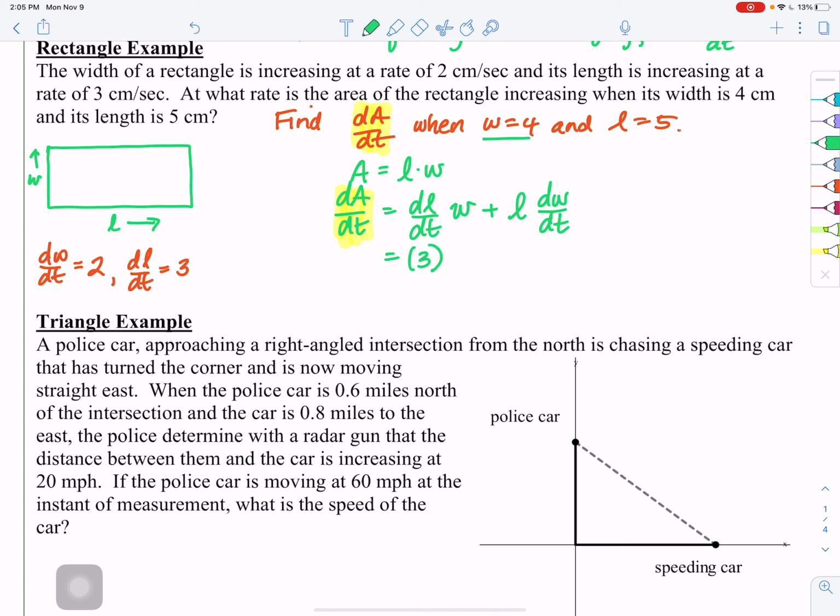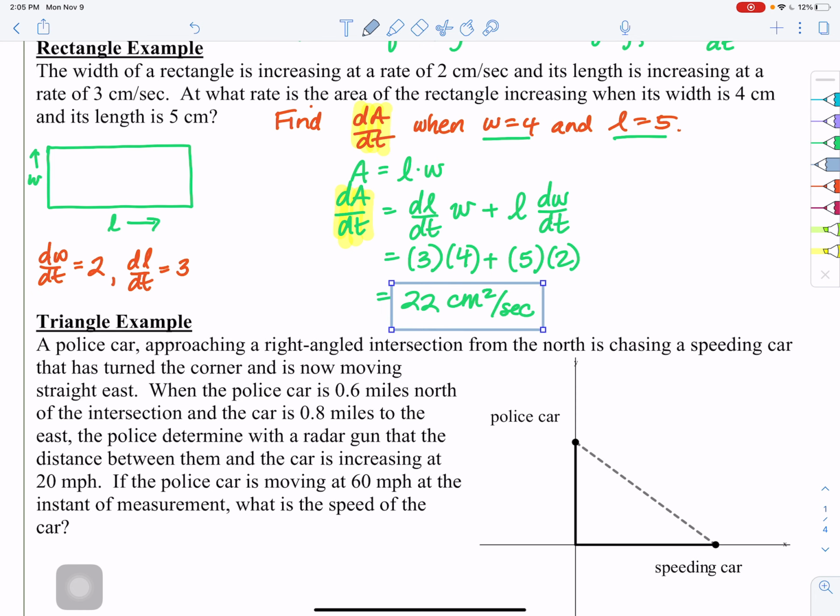And they wanted when W was 4, L was 5, and dW/dt is 2. So this equals 12 plus 10, which is 22. And of course, we're going to have square centimeters per second. Now note, area is centimeters squared, time is seconds in this problem. Use your units to come up with your final answer. It will really help you.